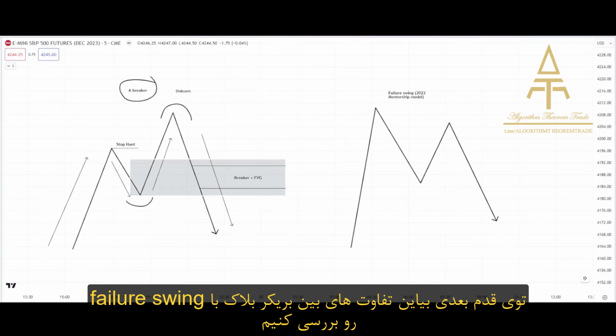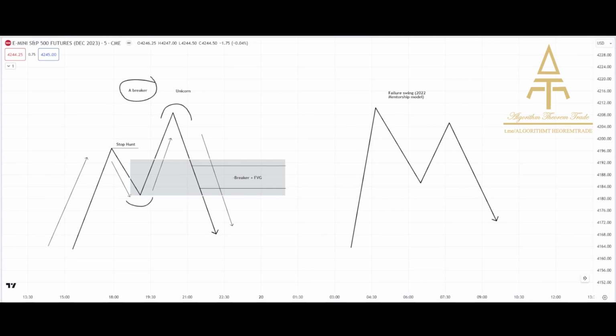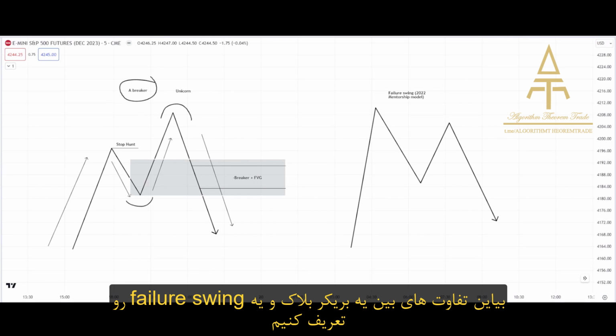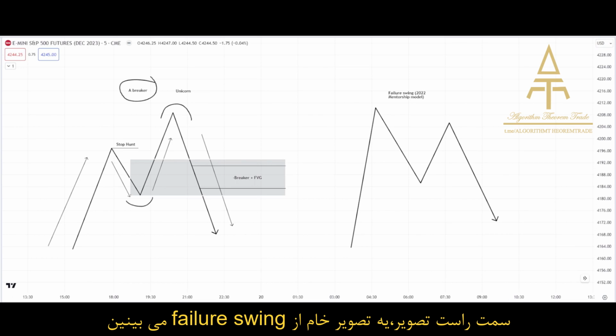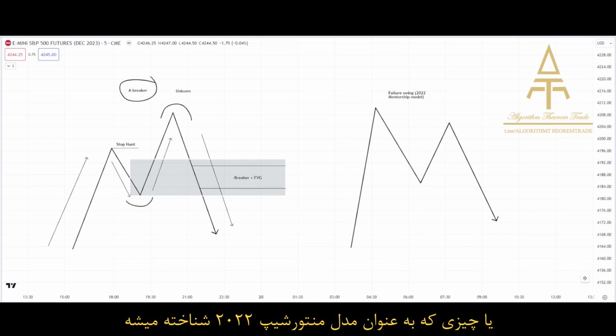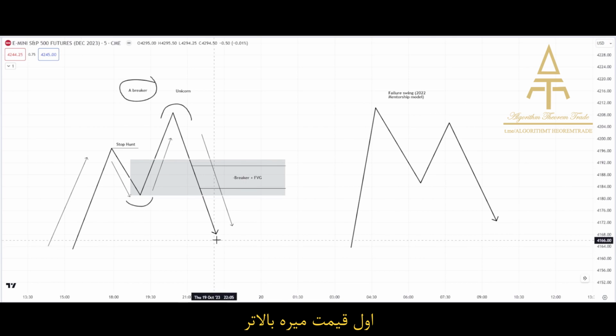Next, let's take a look at the difference between a breaker and a failure swing. A failure swing cannot be a unicorn. Let's define the difference between a breaker and a failure swing. On the right side of the screen, you can see a crude depiction of a failure swing, known as the 2022 mentorship model. First, price makes a move higher.